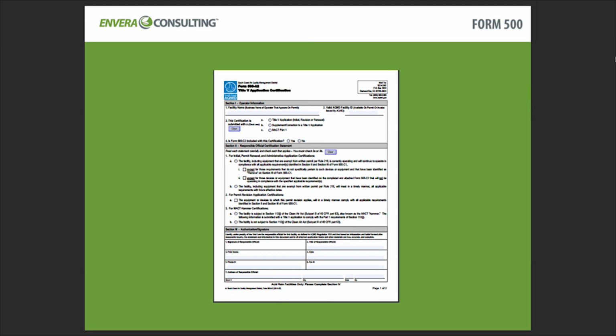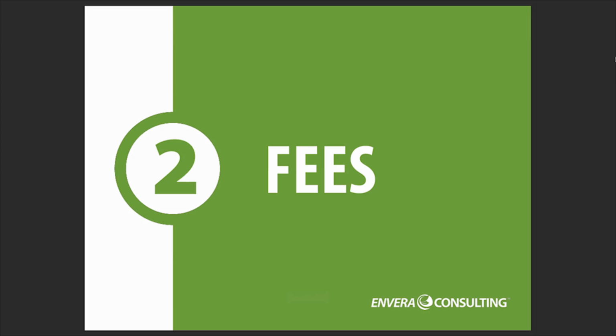This is a Form 500, and a Form 500 will be needed if you're a Title V facility. And again, the Form 500 is a group of forms, and the specific type of 500 series form that's needed will depend on the type of permit that you're applying for, but 500 series forms are only needed for Title V facilities. Now, the second component of the permit application are the fees.